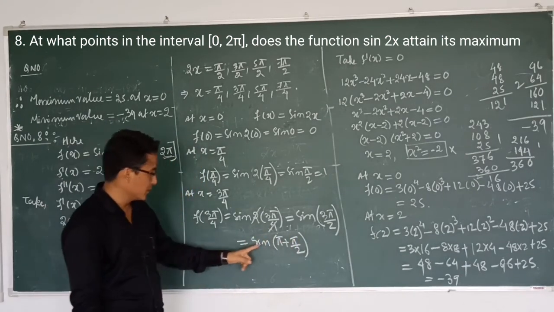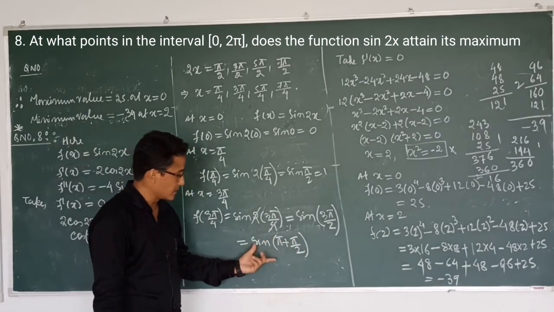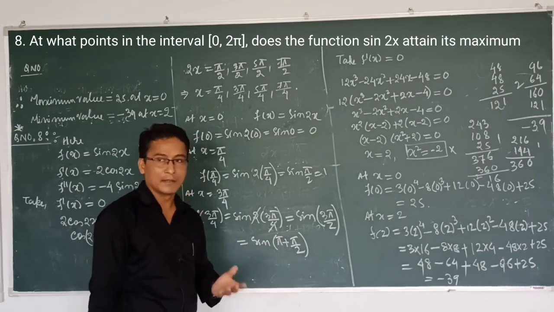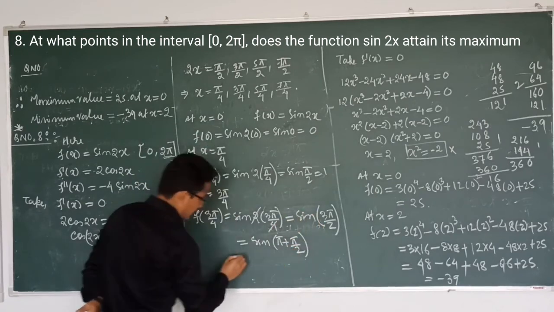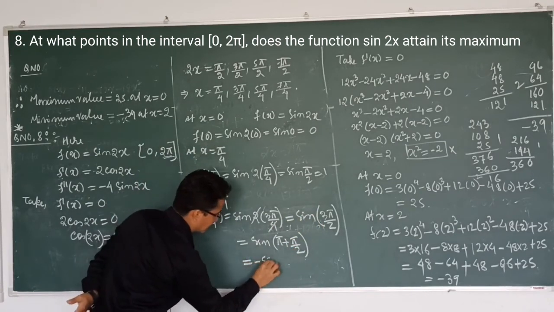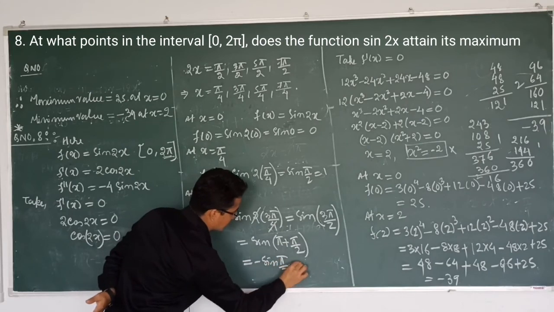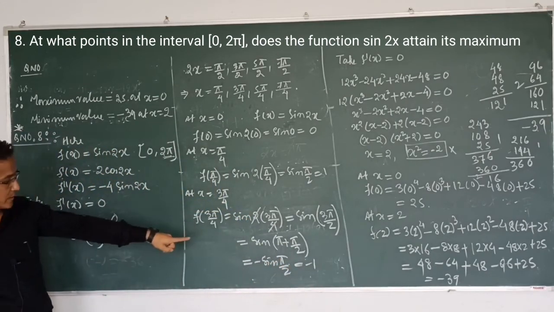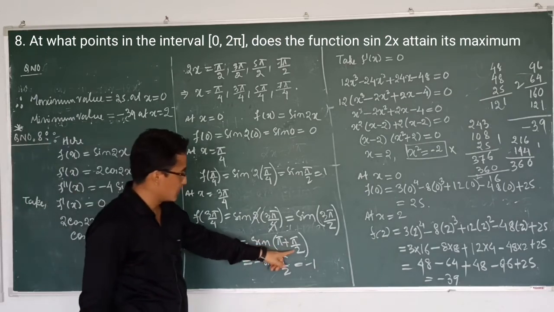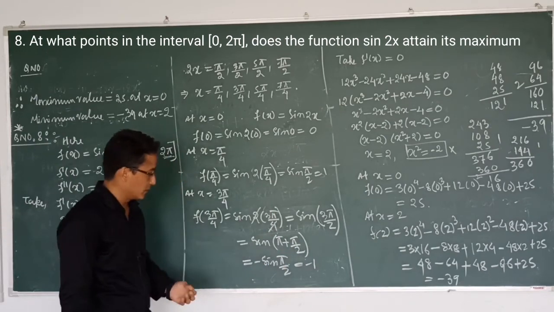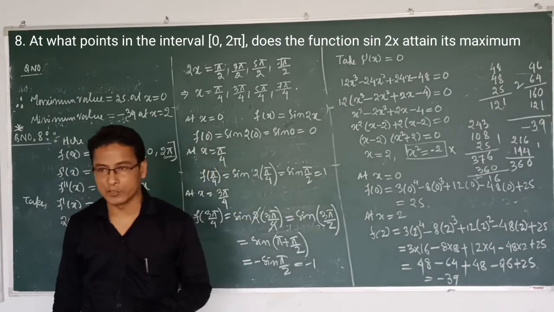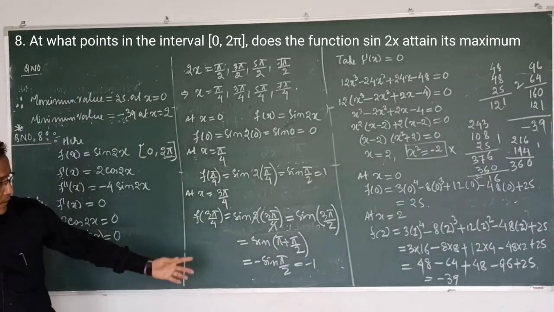Now we will see which quadrant this value lies in. This value lies in the third quadrant. In the third quadrant the value of sine is negative, so we write this as minus sine pi by 2, which is equal to minus 1. So this lies in the third quadrant, pi plus pi by 2, and in the third quadrant only the values of tan and cot are positive, all other values we get negative.